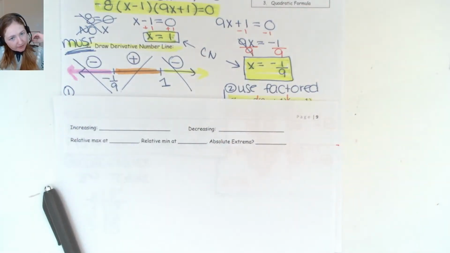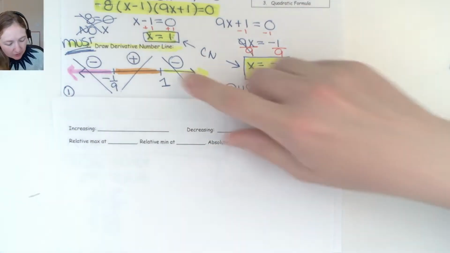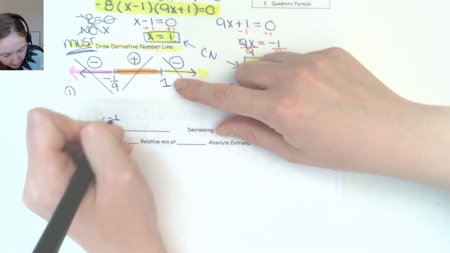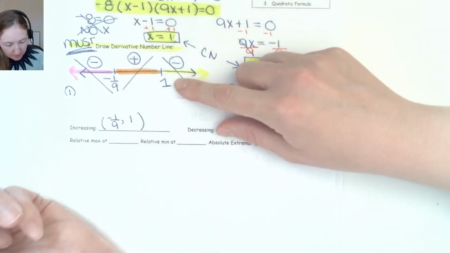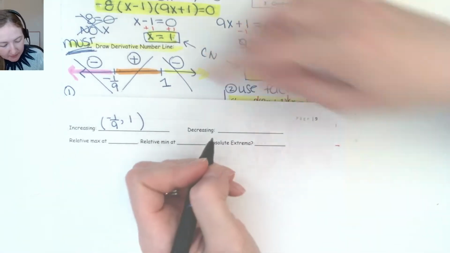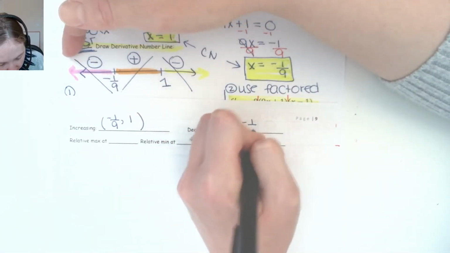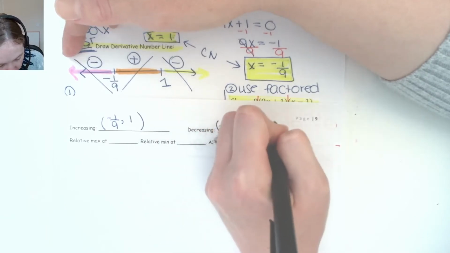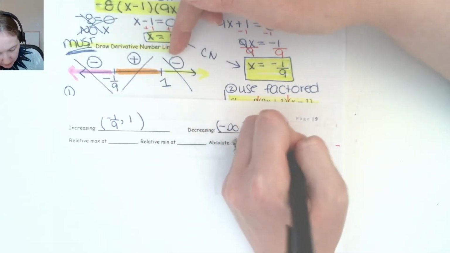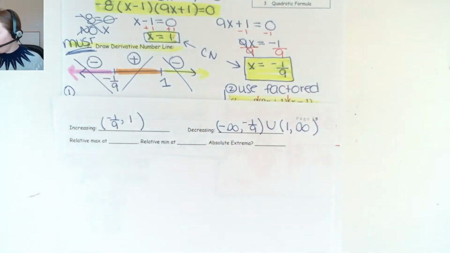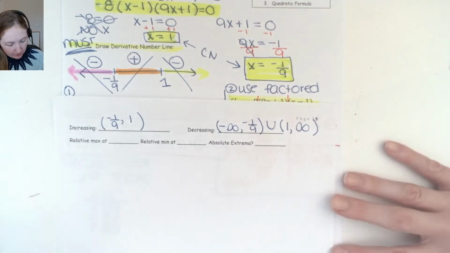So when you're looking at this, you're going to say that it's increasing from -1/9 to 1, and that it's decreasing from -infinity to -1/9 union 1 to infinity. And they do want you to use a union sign. That union sign just joins the two intervals together.